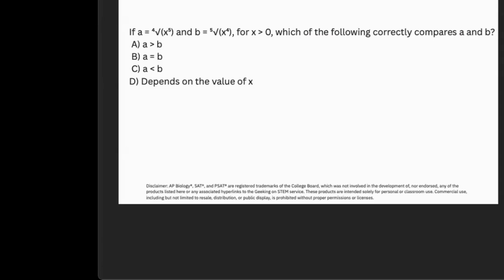Let's try to tackle this problem together. They tell you to compare two values in exponent form. So if you were to convert this from the radical into the exponent, and we were to see which one would be the greater value, I would say that A is the same thing as 5 over 4. And then if you take a look at B, it's 4 over 5.